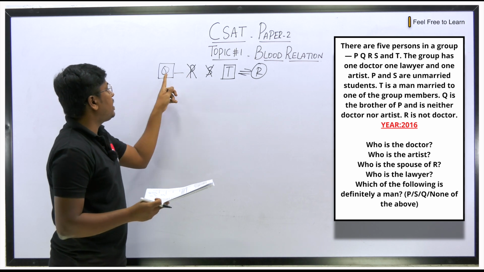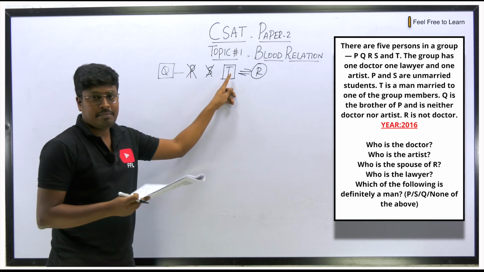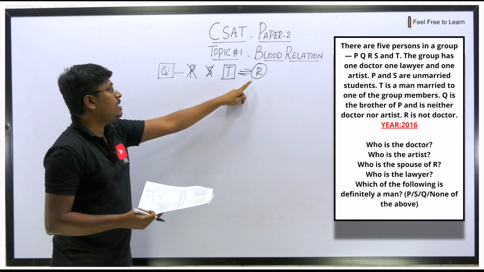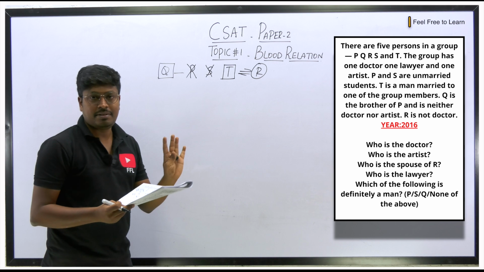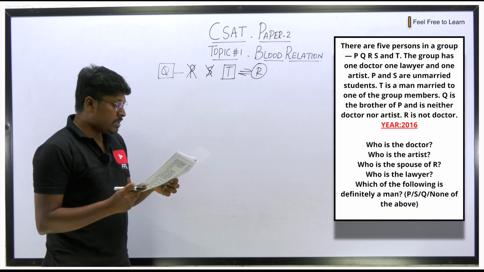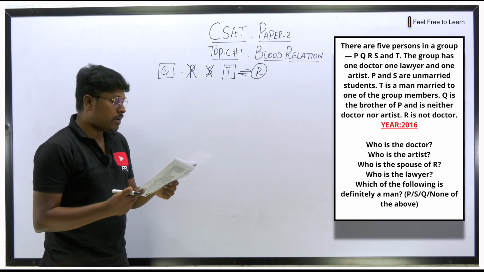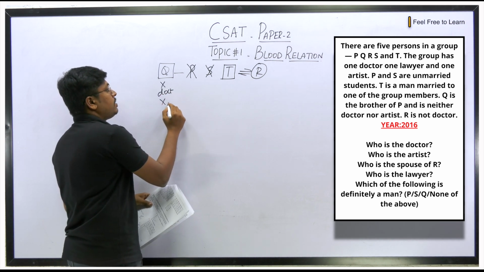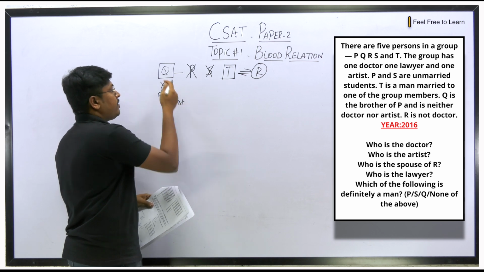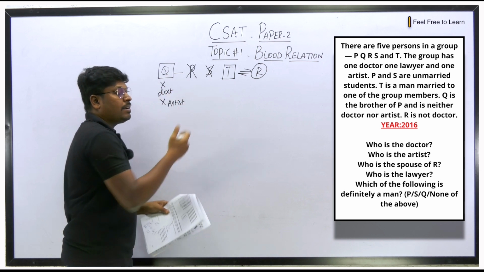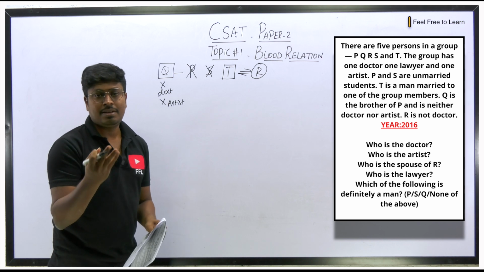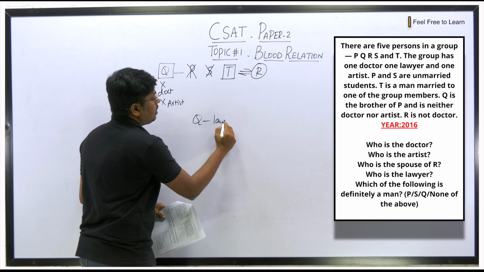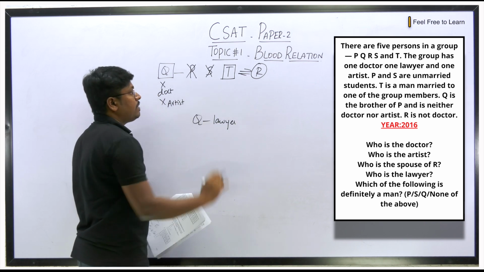So that's easy, right? Because P's brother is Q and we already know that T is a male person. So definitely P and S are students. So the only chance is that R and T should be a married couple. That's it, right? So now Q is a brother and is neither doctor nor artist. So the person Q is not a doctor as well as not an artist. So if this person is not a doctor and artist, we have only 3 professions, doctor, artist and lawyer. So we can say that Q is what? He will be a lawyer, right? And P and S will be the students.